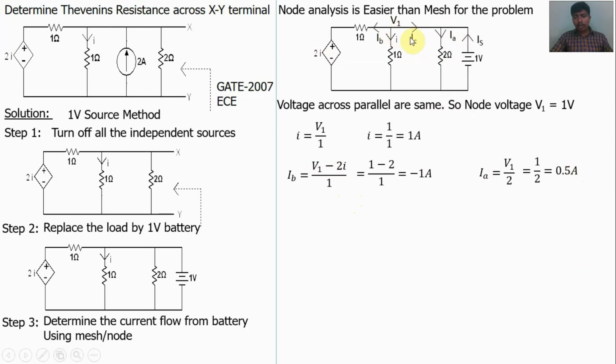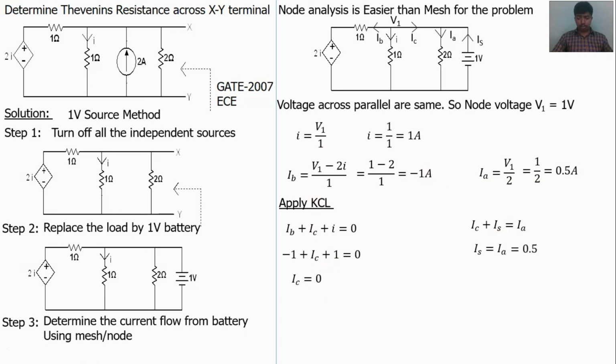Apply Kirchhoff's current law at this point to calculate IC value and apply Kirchhoff's current law at this point, we will get IS value. Okay. So at this point, there is no incoming current, all are outgoing current. So IB plus IC plus I is equal to 0. At this point, IC and IS are incoming current, IA is outgoing current. So we will get IA is equal to IC plus IS. Okay. Substitute all the values. IB is equal to minus 1 amp, I is equal to 1 amp. Substitute here, we will get IC value 0. Substitute here, then we will get IS equal to IA is equal to 0.5 amps. So IS value is equal to 0.5 amps.